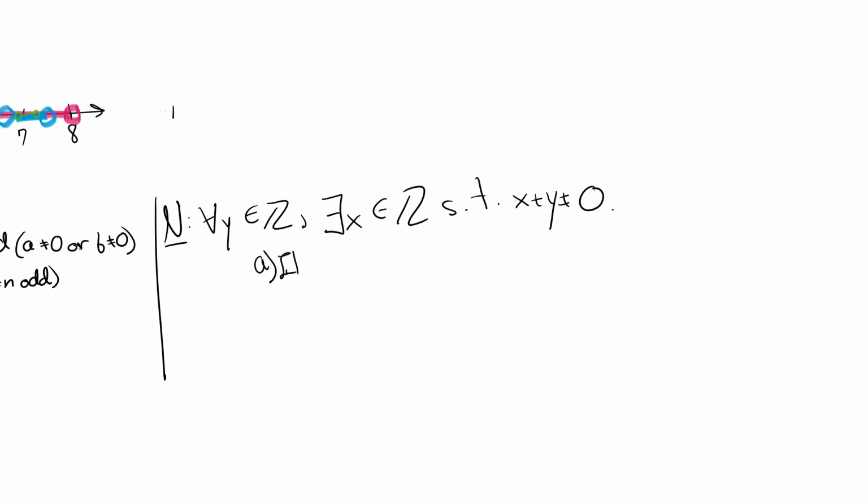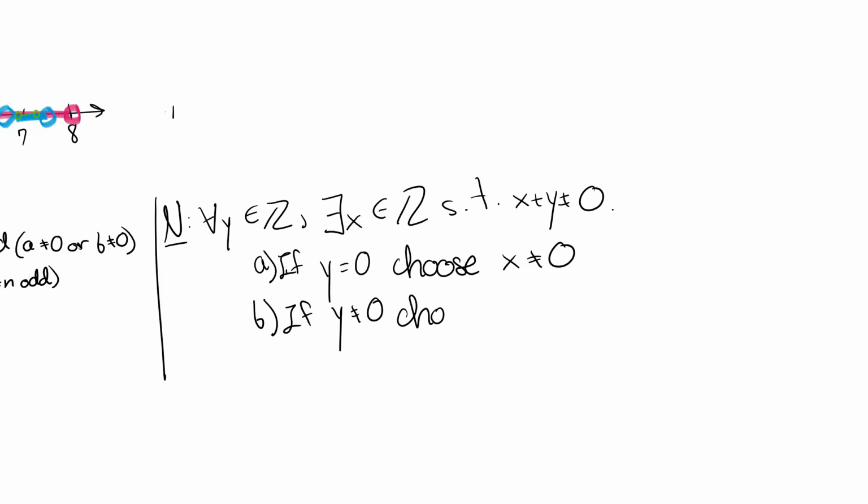So, two cases. A, if y equals 0, choose x not equal to 0. B, if y not equal to 0, choose x equals 0. Because remember, this exists thing, that means we get to just pick one. Okay, then we're done. So this one's true.